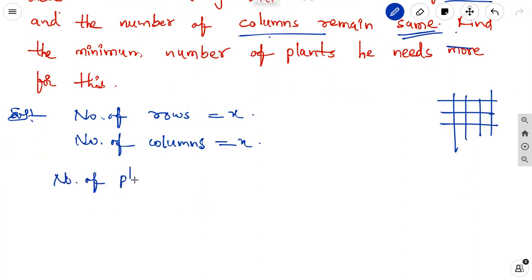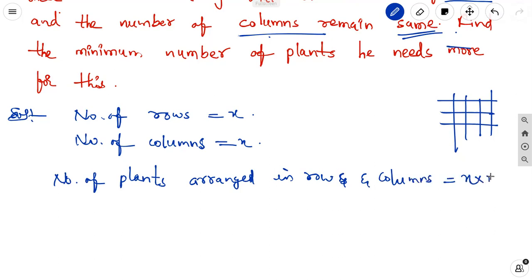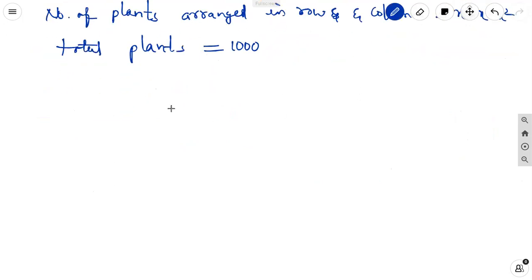Number of plants arranged in rows and columns equal to x into x square. How many are there? Total plants equal to 1,000.